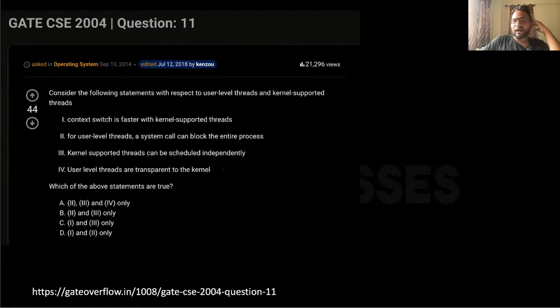For a user level thread, a system call can block an entire process. Kernel supported threads can be scheduled independently. User level threads are transparent to kernel. So which one is true and which one is false? Just spend some time and let me know what the answer is.